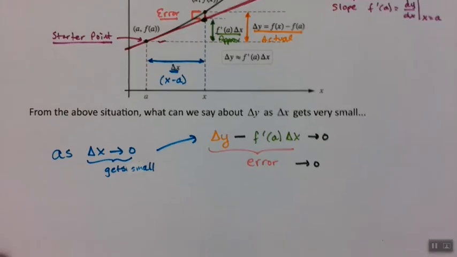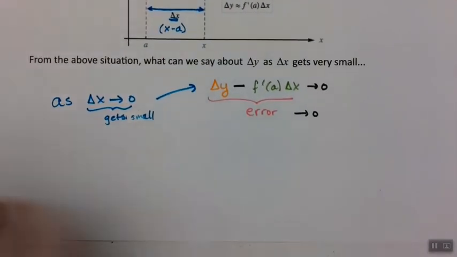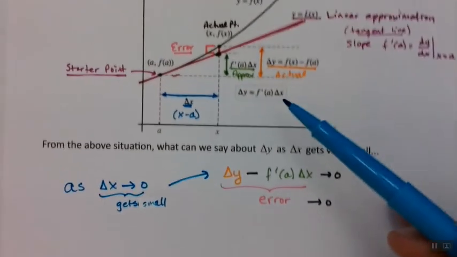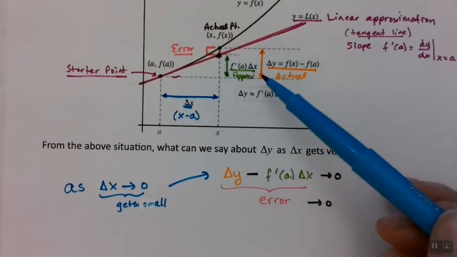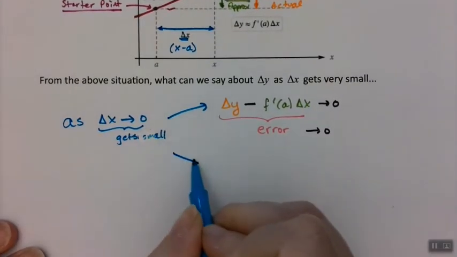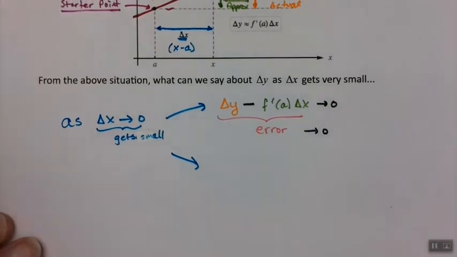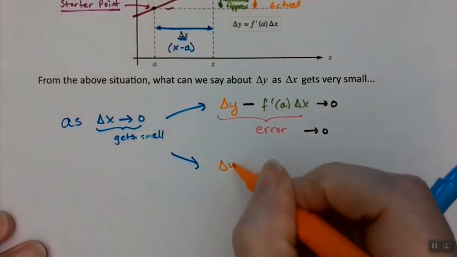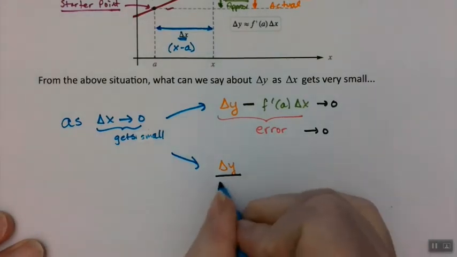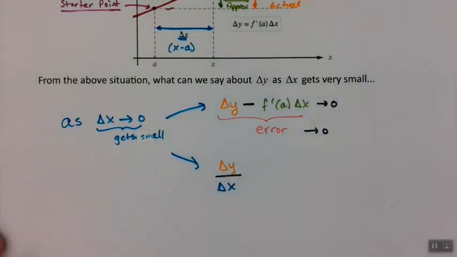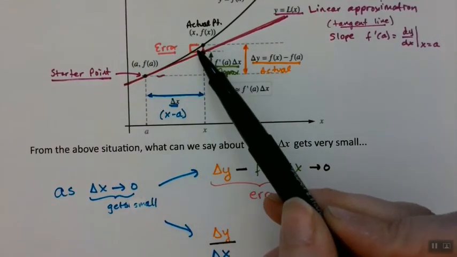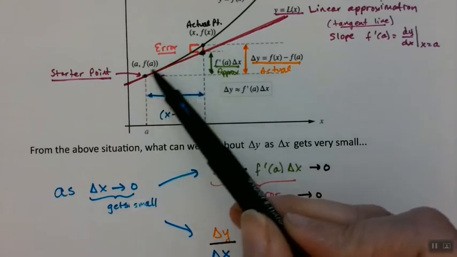That leads us to one more conclusion, which is that as delta x gets small, not only is this error, that difference between these two values, that little bitty error, so that orange one minus that green one, going to 0, then we can also say that the change in y divided by the change in x. Now think about what that would be. Change in y over change in x, it's the slope of a secant line on that curve.